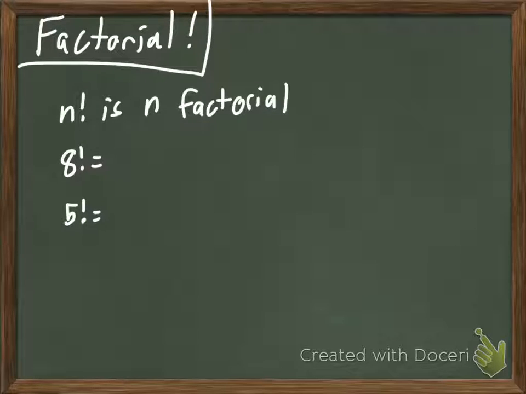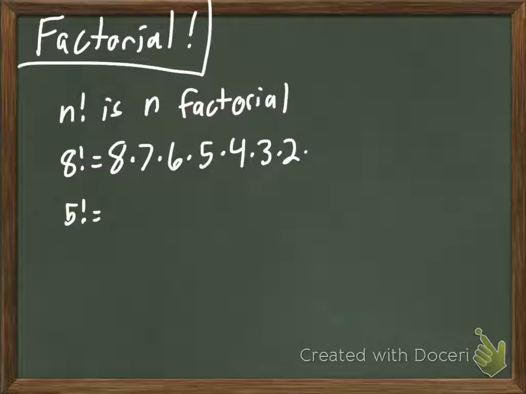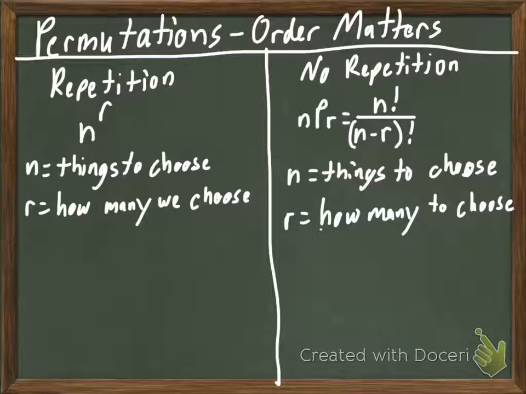What that means is that it's just the simplified version of writing 8 times 7 times 6 times 5 times 4 times 3 times 2 times 1. So a factorial is just a shorthand for saying we're multiplying everything from that number all the way down to 1 together. It saves a lot of space as opposed to writing that all out, such as 5 factorial is 5 times 4 times 3 times 2 times 1. So that's a factorial. Now let's talk about permutations.